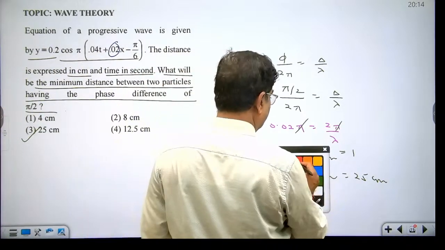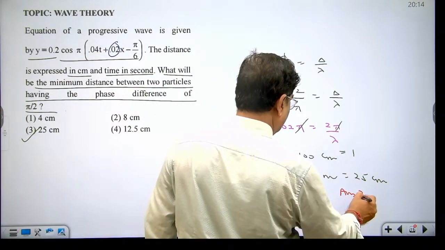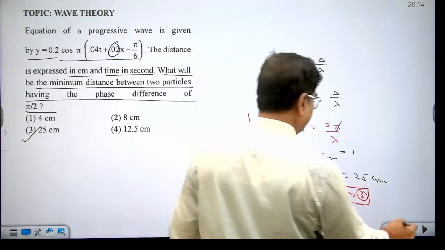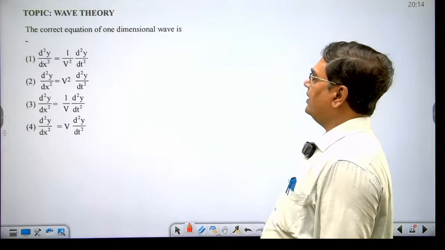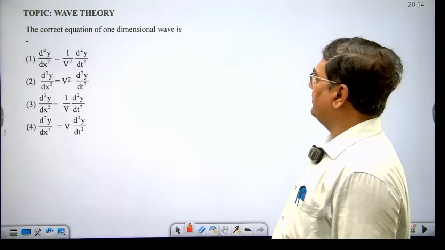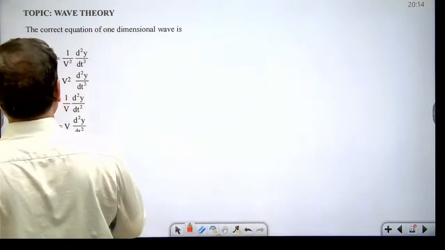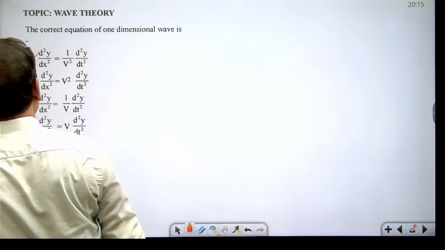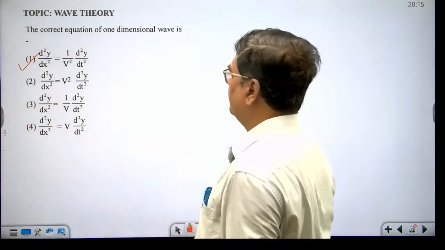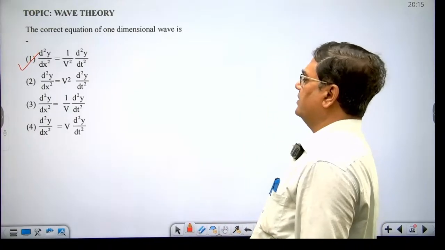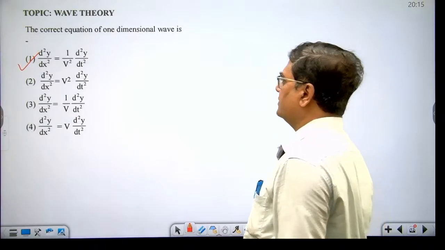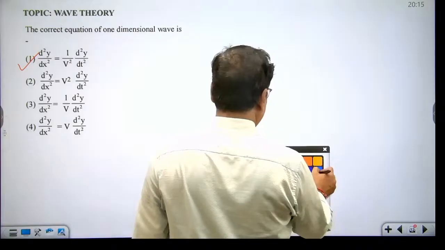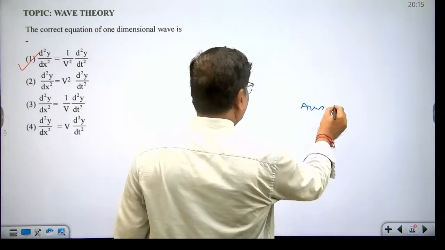Out of 4 choice, the correct answer is option 3. The correct equation of one-dimensional wave is d2y upon dt square equal to v square d2y upon dx square. Here in this equation, d2y upon dx square is what? This is curvature. And d2y upon dt square is what? This is acceleration. So out of 4 choice, the correct answer is option 1.